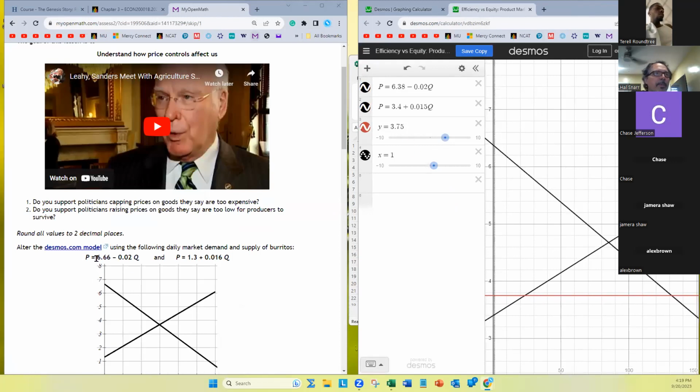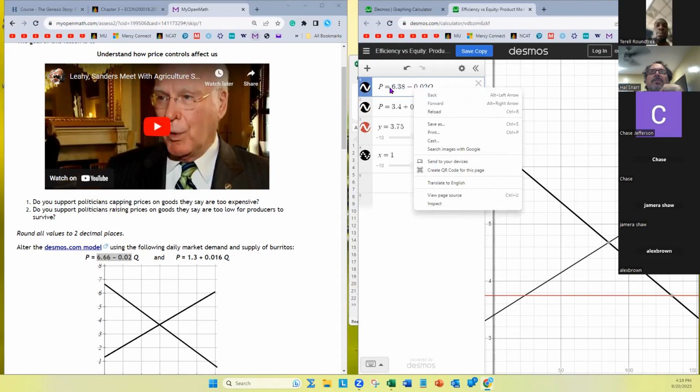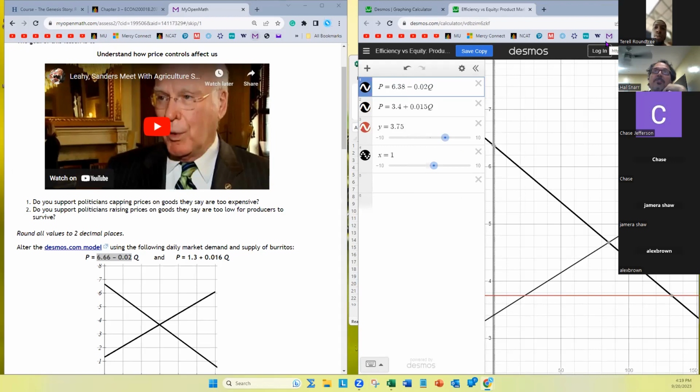I'm going to copy my equation for demand. I'm going to copy the 6.6 minus the 0.02 part. I'm not going to copy the whole thing, and I'm going to paste it right on top of here. See that? Whoops. Actually, all I've got to do is change the intercept. So I changed my intercept to 6.66. My slope is 0.02, right?